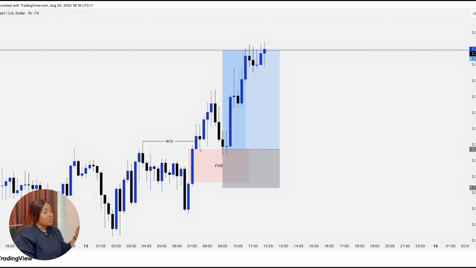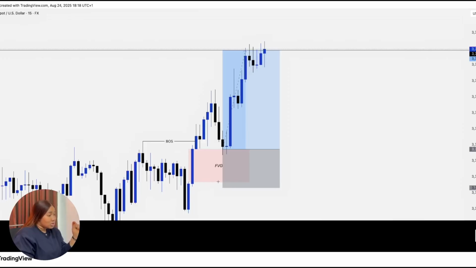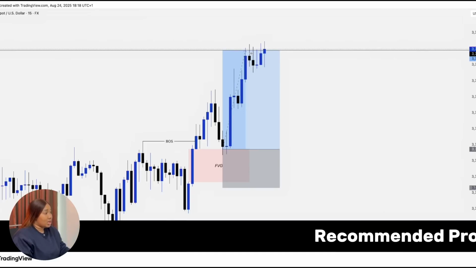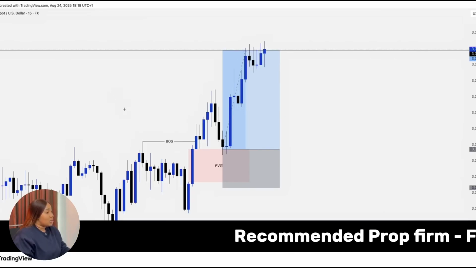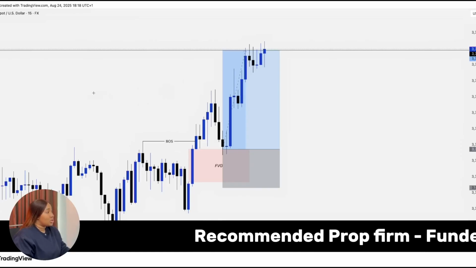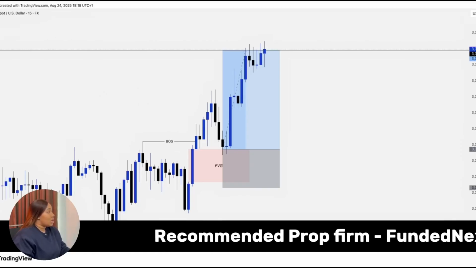So if you are taking your entries with fair value gap, all you just need to do is put your stop loss a little bit below the fair value gap. Just stick to the fair value gap and then wait for price to tap in and then push in your direction. Let me also show you guys a bearish entry that I also got from XAUSD.